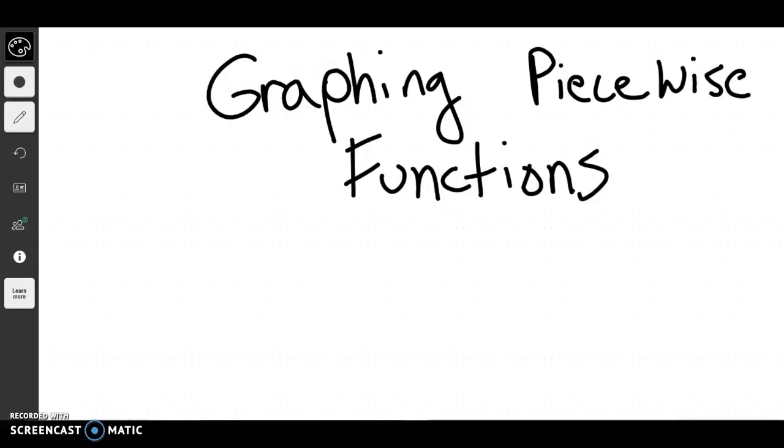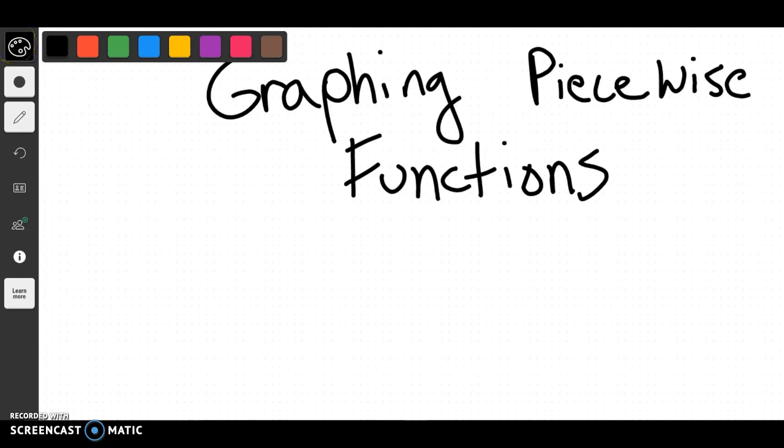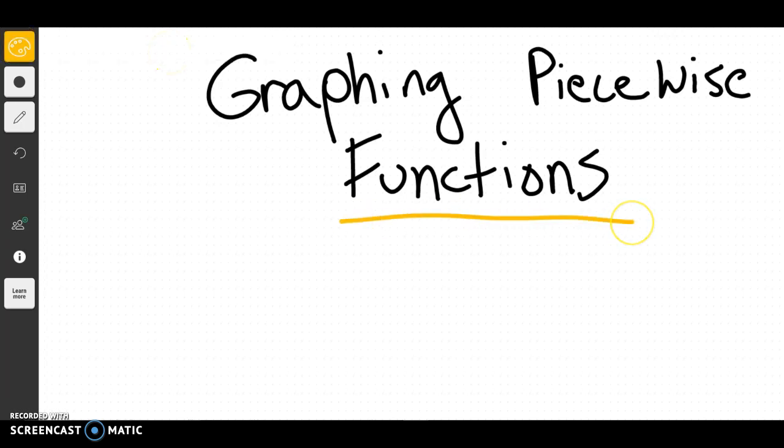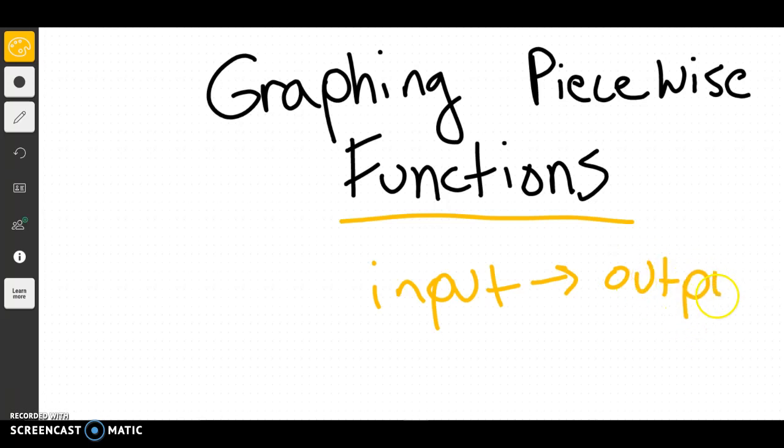Okay, so today we're going to talk about graphing piecewise functions. And the important part about this is we've really talked a lot about functions so far. Like functions take inputs and they go to outputs. And we've now done all the different operations with them, such as add, subtract, multiply, and divide, and now finally compose. So we've had a lot of different operations.